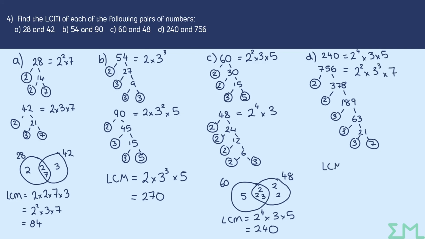So remember, LCM, lowest common multiple, is the highest power of each prime number. For the 2's, the highest power is 4. For the 3's, the highest power is 3.